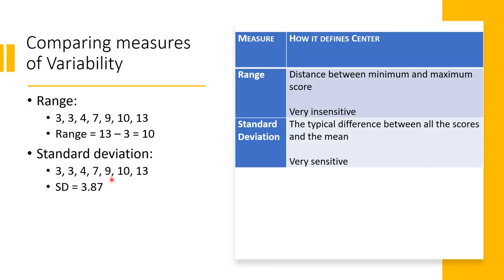Standard deviation is a lot more sensitive. If you change even one number, the standard deviation will change. The standard deviation is the typical distance between all the scores and the mean. It will use deviation scores like the mean does. You can kind of think of it as an average deviation score. It's not literally an average deviation score, but if you think about it that way, you'll be more right than wrong.